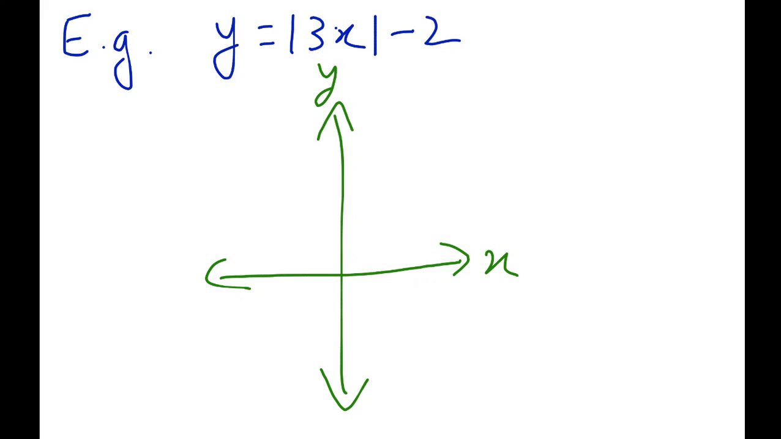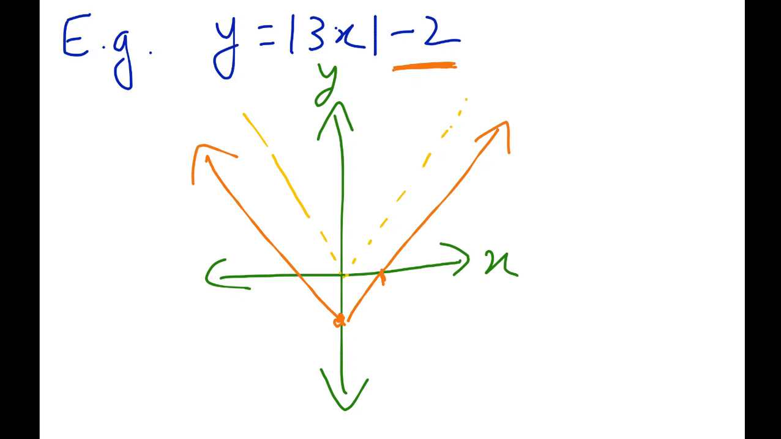However, note that this time we're going to shift it down by 2. We have the original here, which I'm going to use dotted lines to represent. I won't put the arrows in. And then we're going to go down by 2 units, so we're going to start from here. So we're going to have one going this way, and one going this way. Note that this time we have 2 x-intercepts, and we need to solve for them.